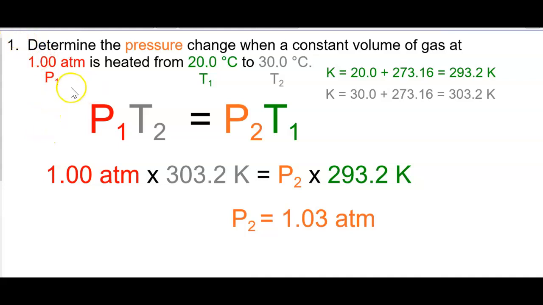Okay, so this is my initial pressure, and I know that it's going from 20 to 30, so P1 is 1 atmosphere, and T2 was converted to Kelvin of 303.2 Kelvin, and then P2 is what we're solving for, and 293.2 Kelvin is our T1. So looking at the things I have two of, I have two temperatures. They're the same unit, so they're good to go. Otherwise, I would convert one to the other. I'm going to multiply the left two numbers, divide by this number on the right. When I divide 293.2 K over, my Kelvin units cancel, and mathematically I get 1.03 atmospheres.